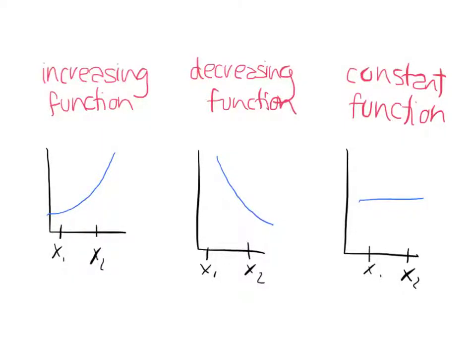For example, here we have an increasing function, a decreasing function, and a constant function. In this increasing function, we can see that x1 and x2 increase, moving from left to right. f of x1 would be here, and f of x2 would be up here. They also increase, so this function is increasing. This decreasing function shows that x gets bigger, but f of x gets smaller, therefore it's decreasing, and at this point they are the same. It is constant.